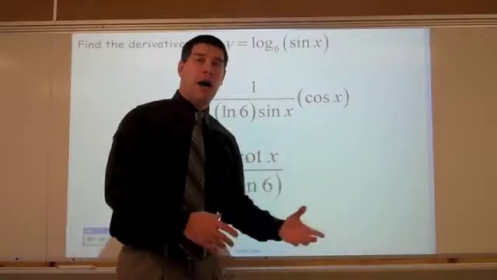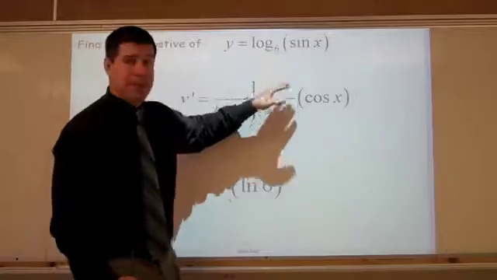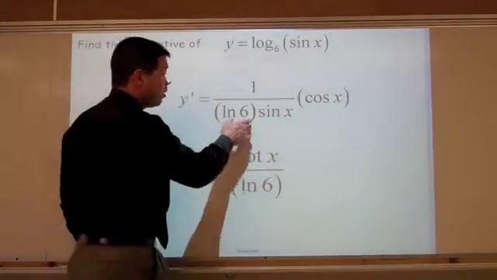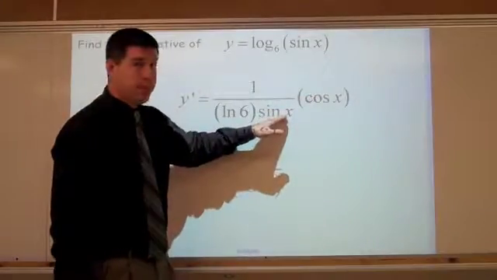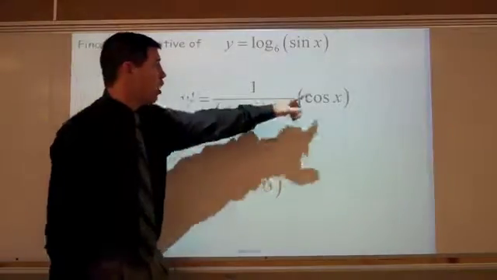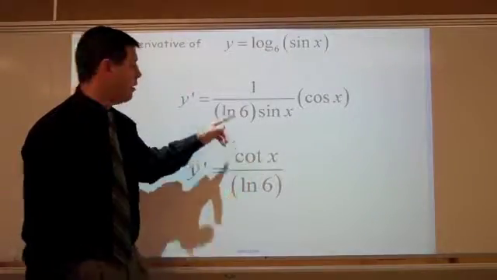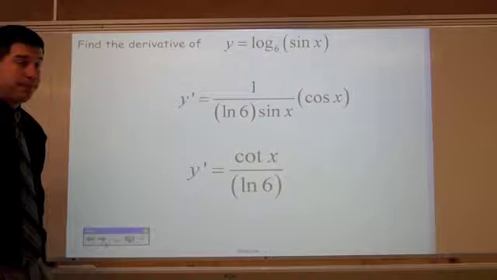But now, in addition to the natural log differentiation, when it's not base e, when it's not a natural log, we also have to throw the natural log of that base on the bottom there. So you get u prime over u with the natural log of the base also in the denominator. So you get cosine of x over sine of x, which can be rewritten as cotangent of x, with the natural log of 6, which was your base, in the denominator.